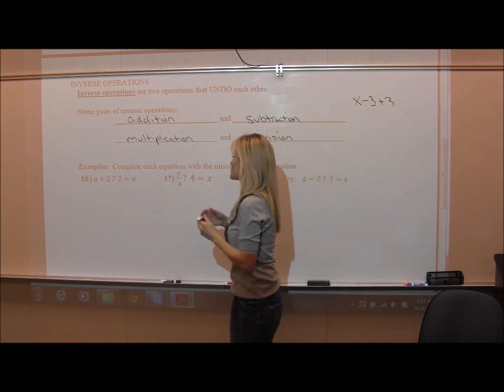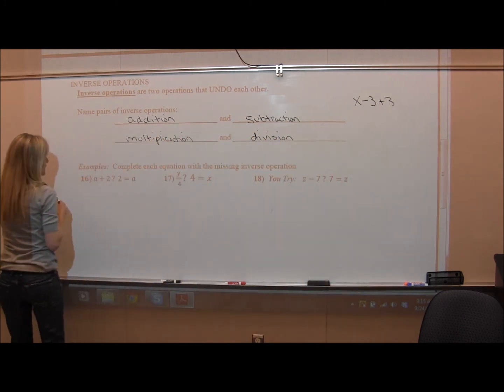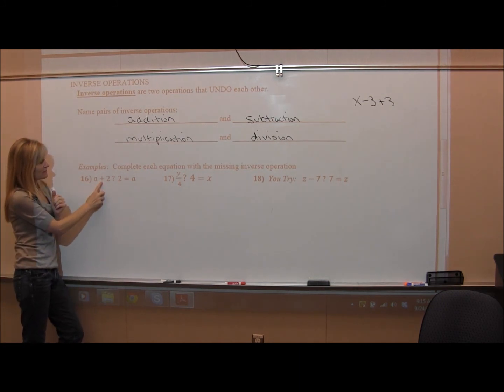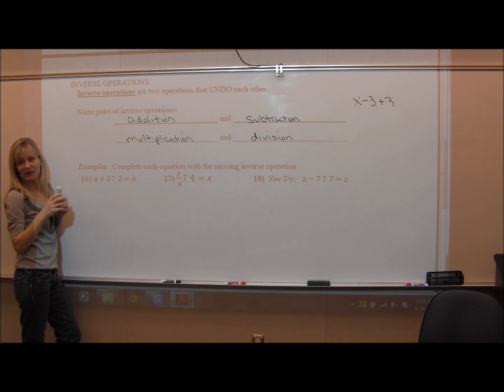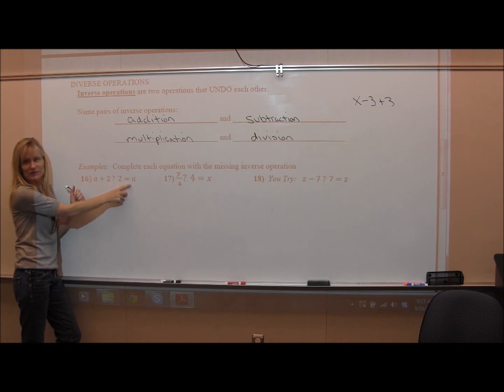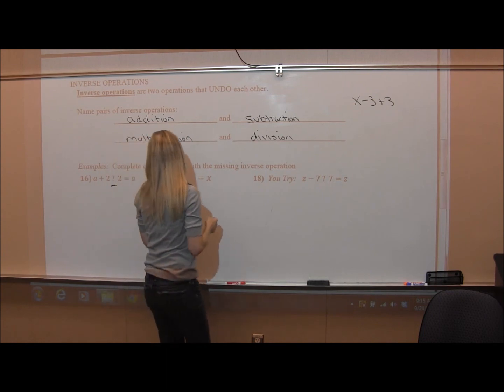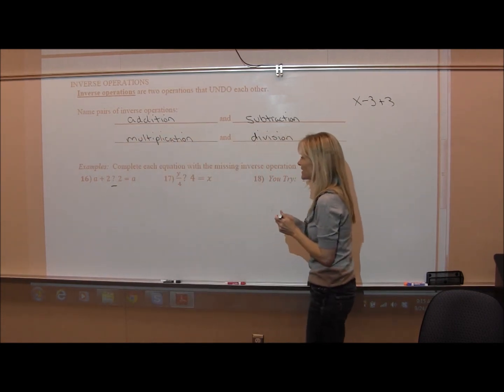Okay? So, what we're looking for is what the inverse operation of this is. What's the inverse operation of addition? Go ahead and take notes. So if I add 2 to A, what do I have to do to undo it? Subtract, exactly. So they're looking for a subtraction minus sign.